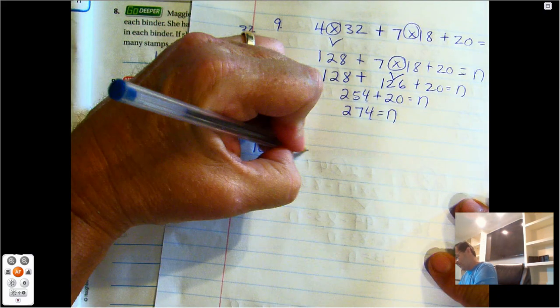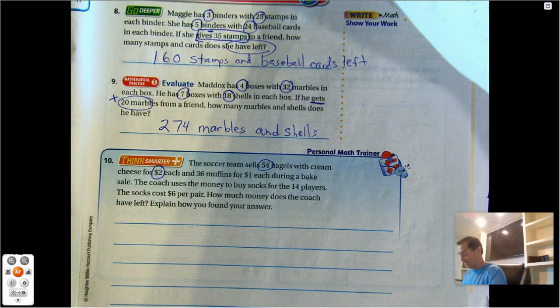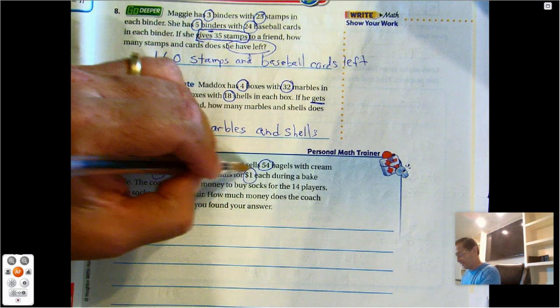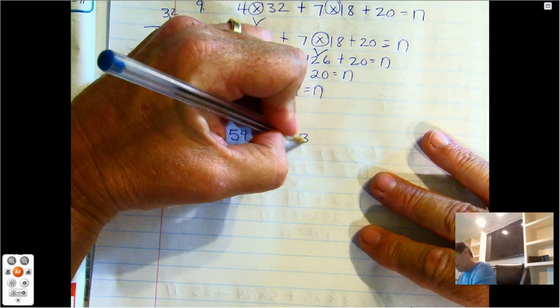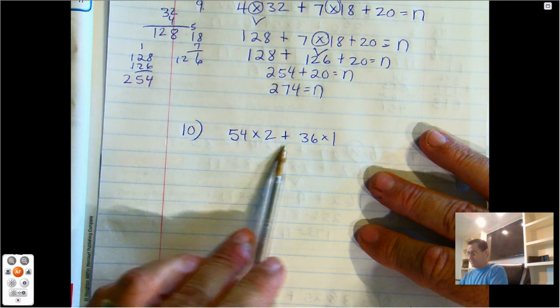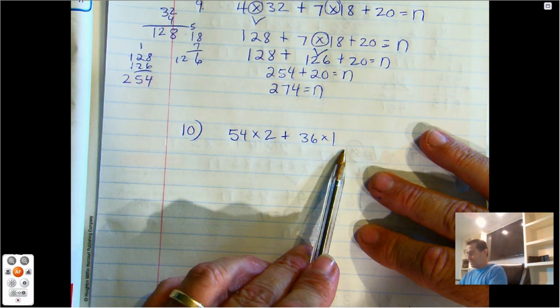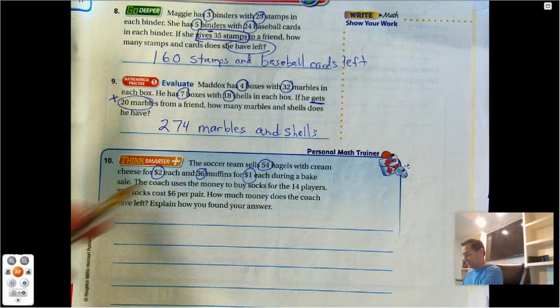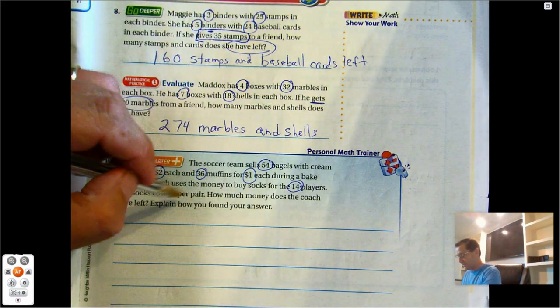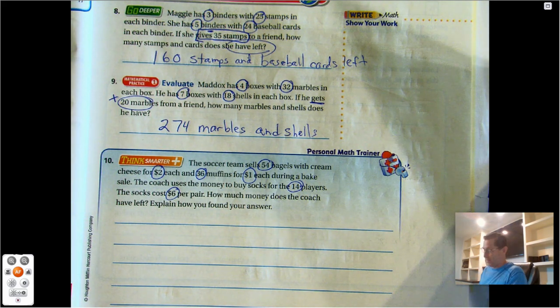They also sold 36 muffins at $1 each. So we're going to add the muffins. Okay. So this represents the bagels, 54 times $2, and these are the muffins. But then we have an additional situation where he has 14 players and he spent $6 on each player to buy socks. So we're going to have to take away the 14 times 6.